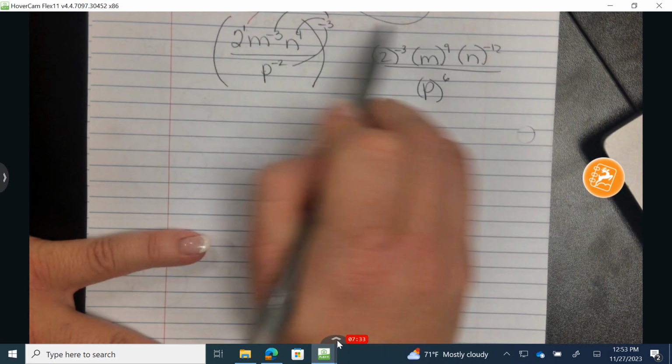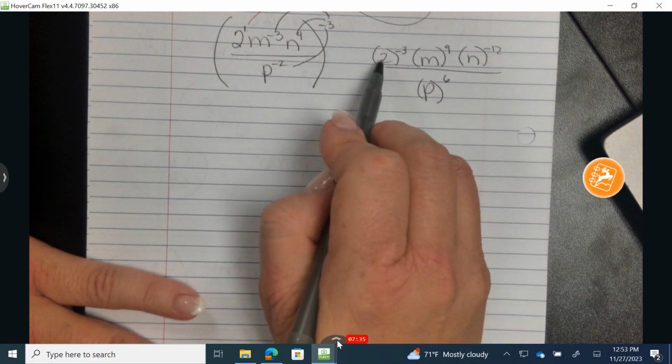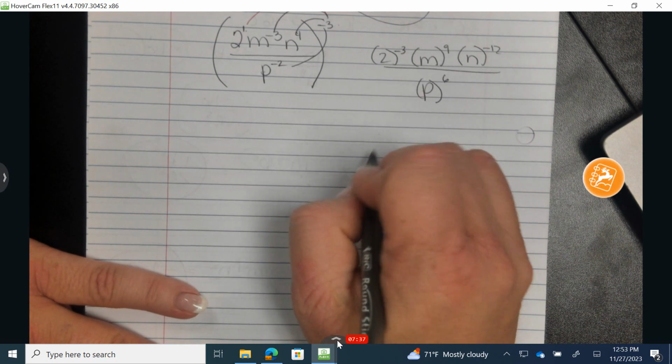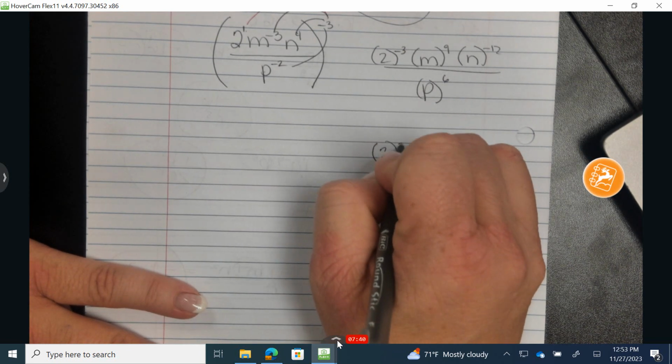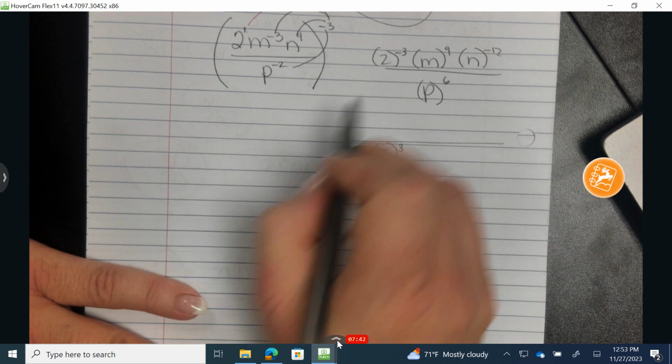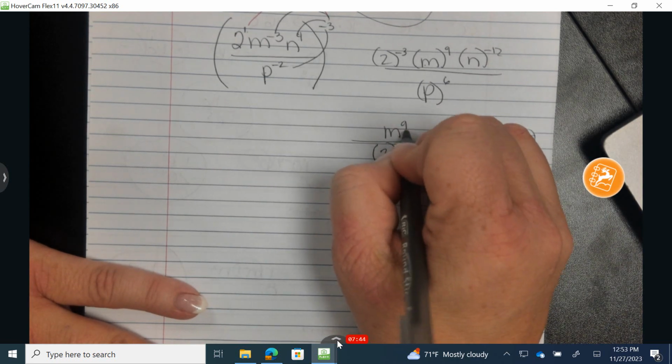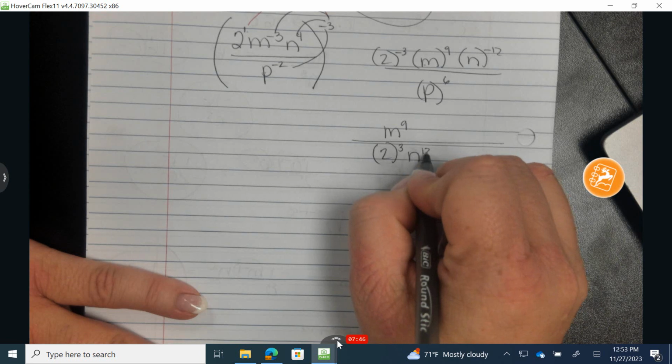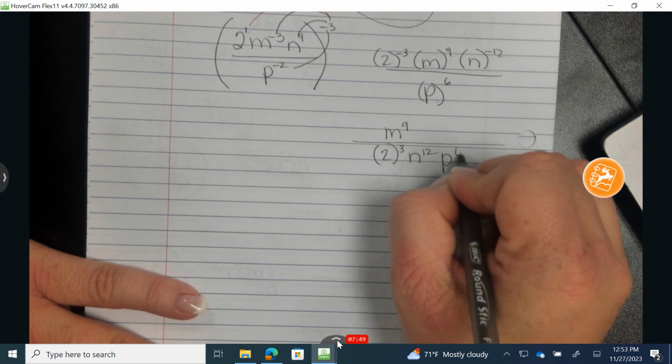Making sure I've done my math right. All of this looks good. Okay, so this is not happy. It's going to go to the bottom. When it goes to the bottom, the exponent turns positive. This is happy, it will remain on top. It's not happy, it goes down to the bottom. It's happy on the bottom, it's going to remain on the bottom.